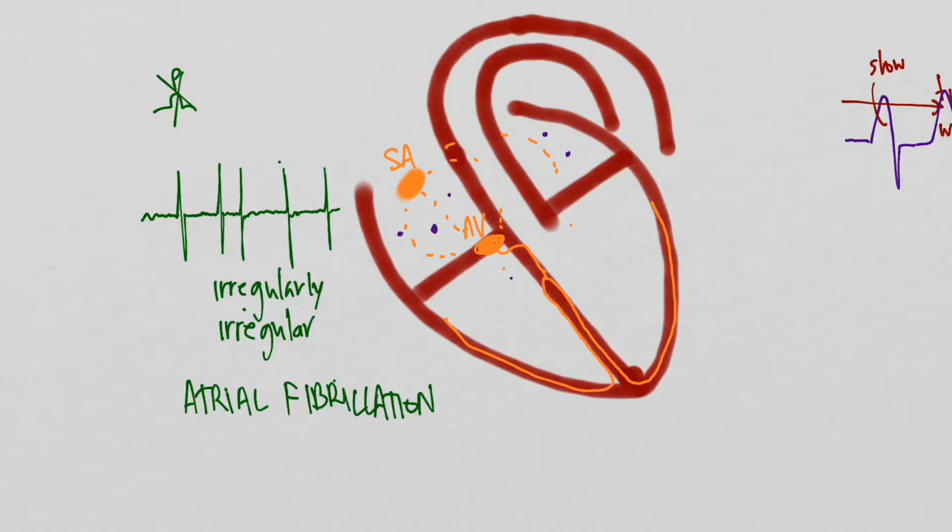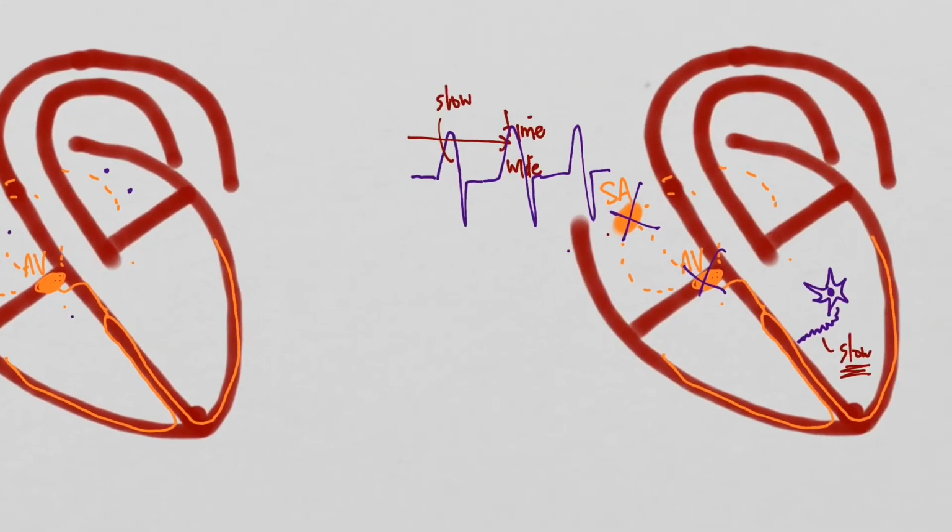So there's no P waves with atrial fibrillation. You see this wavy thing because we don't have organized depolarization of the atria, but we do have narrow QRSs because we are using the Purkinje system, which is fast. Let's look at another one here.